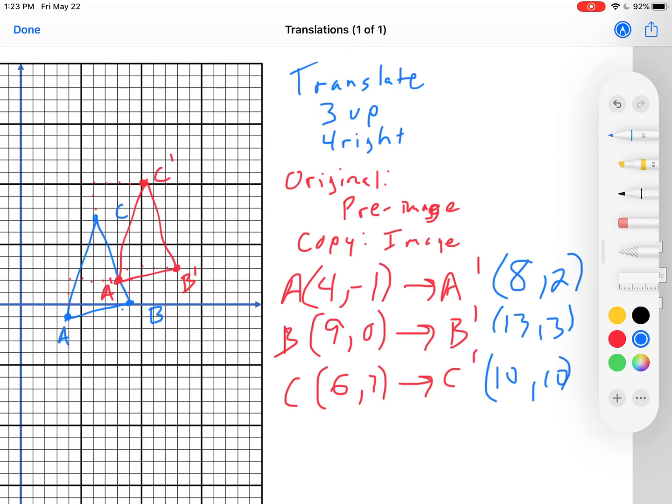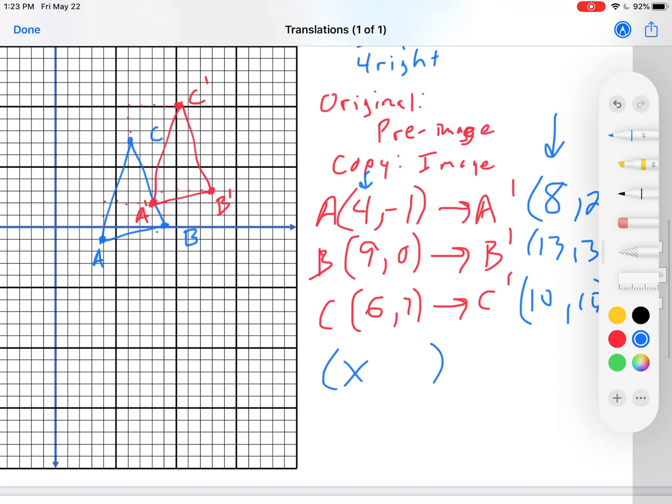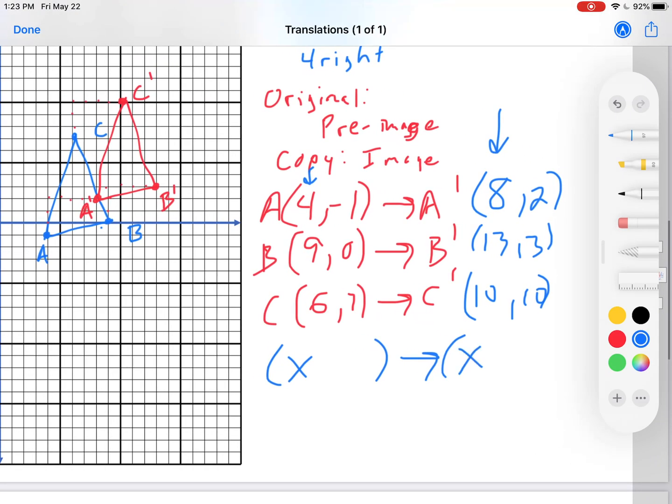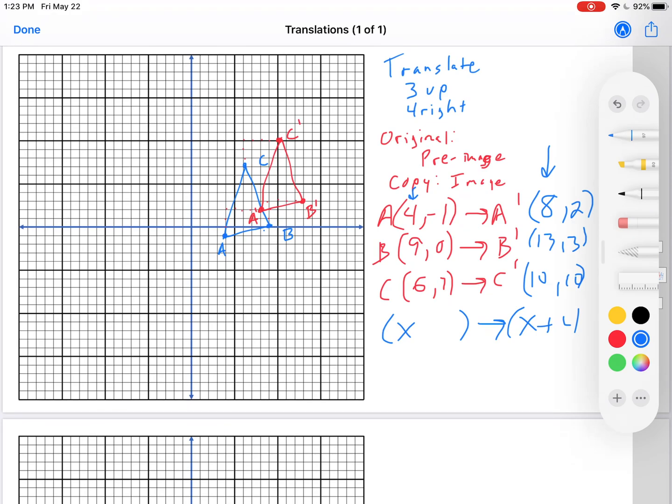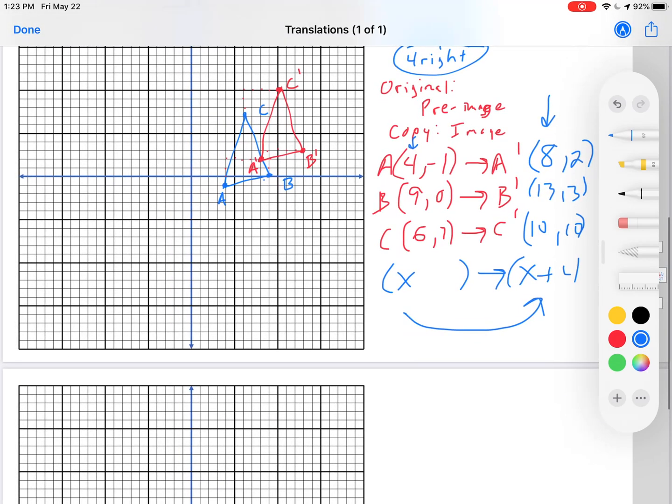What relationship do all of those values have? That's right. All of these values are 4 more than all of these values. X became x plus 4. Now, why did it go x plus 4? Well, here's the x-axis. It goes left and right. Left is negative, right is positive. We went 4 right. Right is positive in the x direction. X becomes x plus 4 means 4 right.